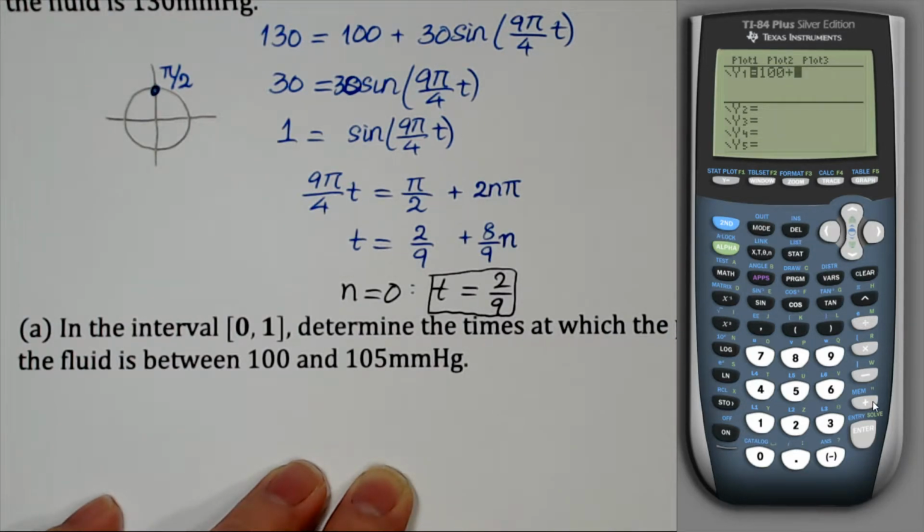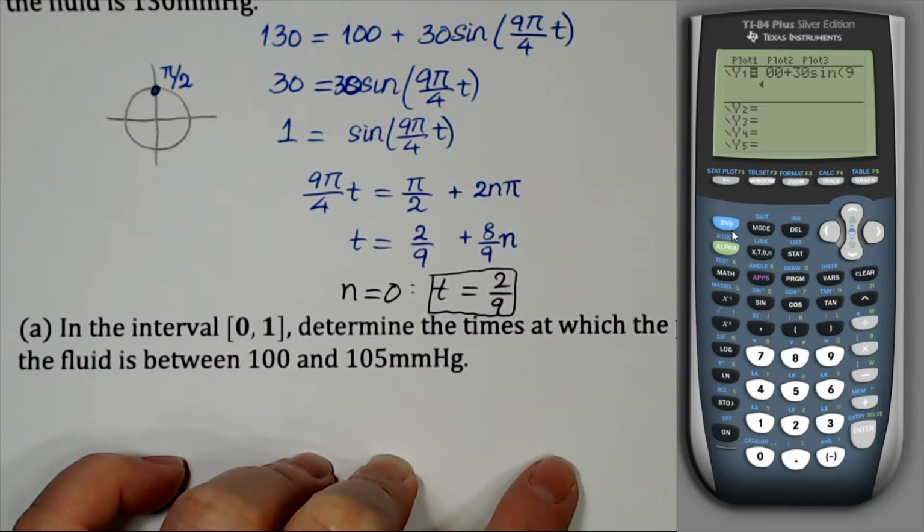Sine is the y values, and the y values have to equal 1. So we only have one possible answer, which is pi over 2. We write the angle here: 9 pi over 4 t has to be equal to pi over 2. Of course, there could potentially be more than one answer, so we have 2 n pi here.